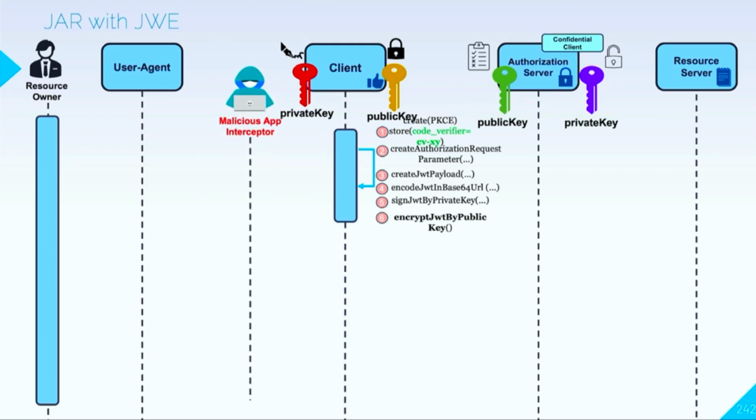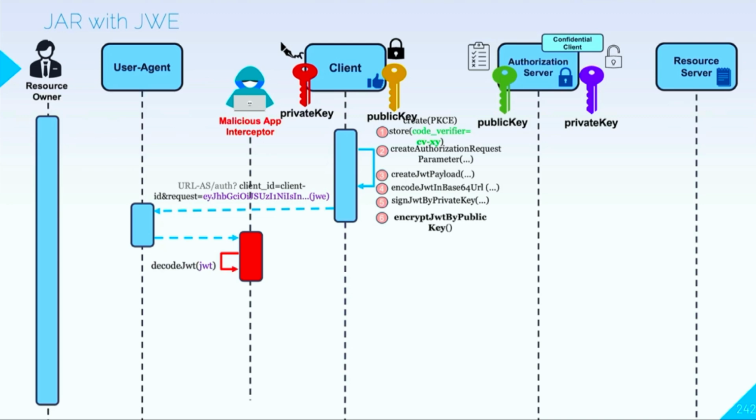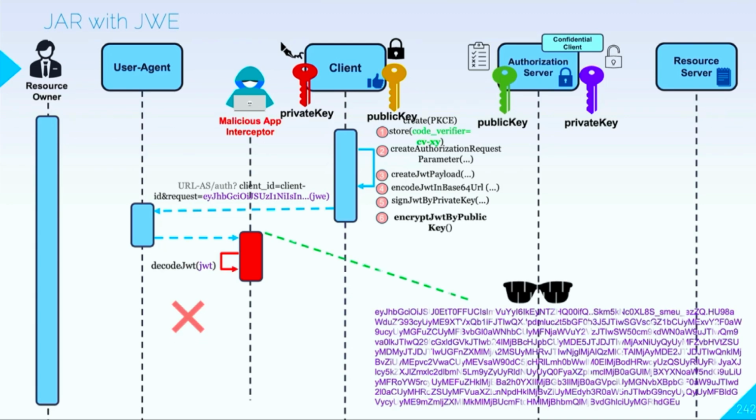Now let's see how this extension solves the security challenge from the JAR scenario. At the same point where the client redirects the resource owner to the authorization server, the attacker intercepts the token again and attempts to decode it and access the sensitive information. But it doesn't work. The token is encrypted and only the authorization server holds the private key to decrypt it, leaving the attacker very sad once again.